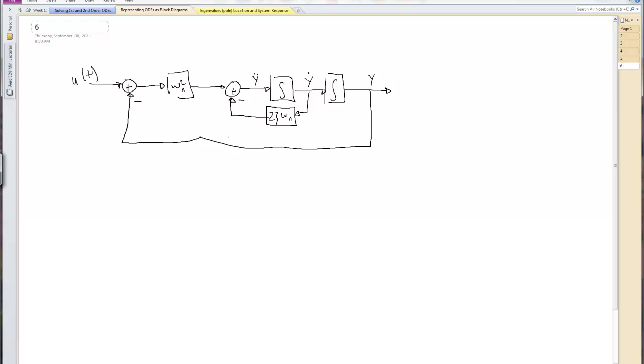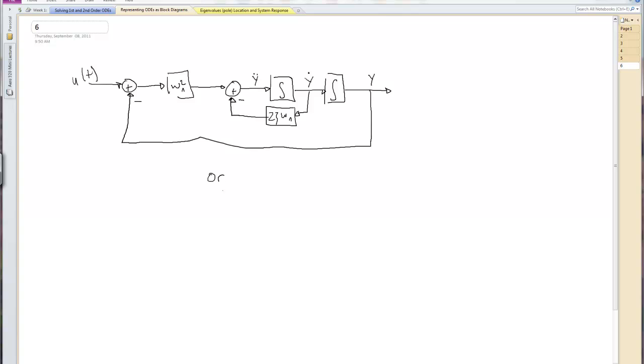Notice that this still represents the same set of differential equations that we had before, because the y and u of t are both being added together with a minus sign, and multiplied by omega n squared, then that whole thing is added to y dot times 2 zeta omega n with a minus sign, and that gives me y double dot.